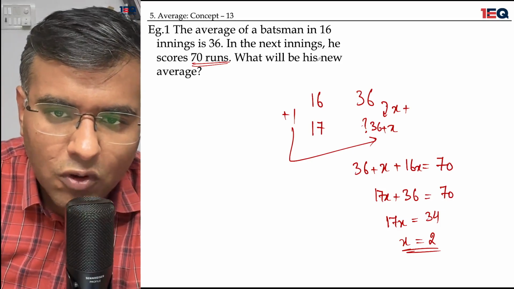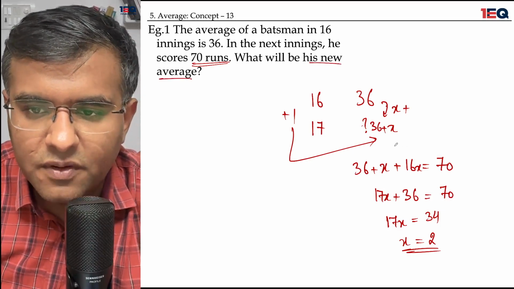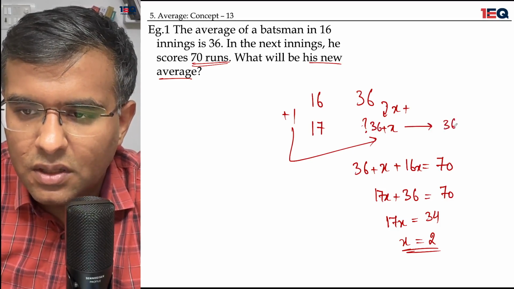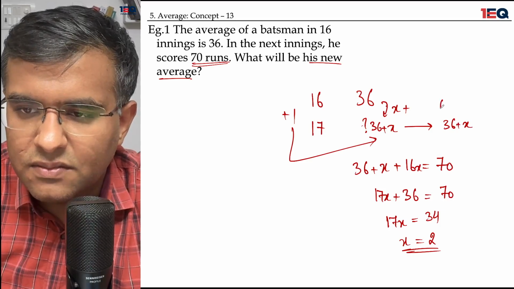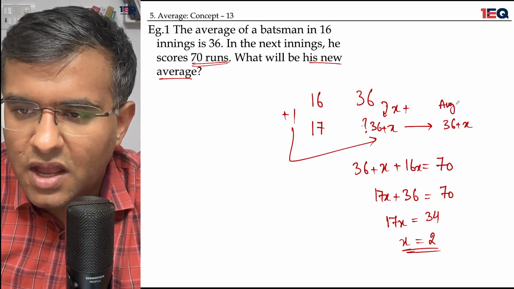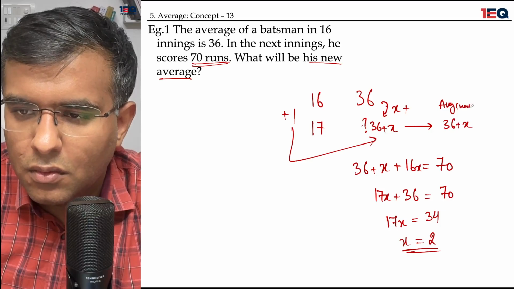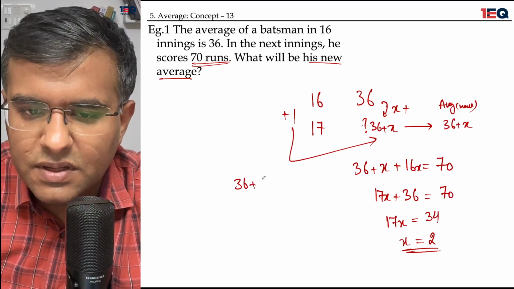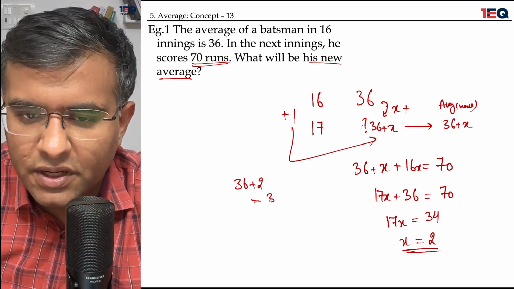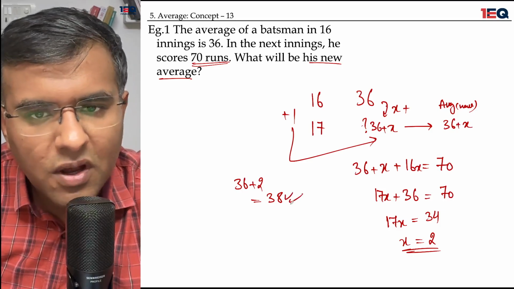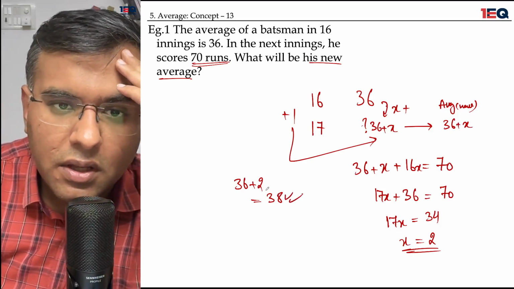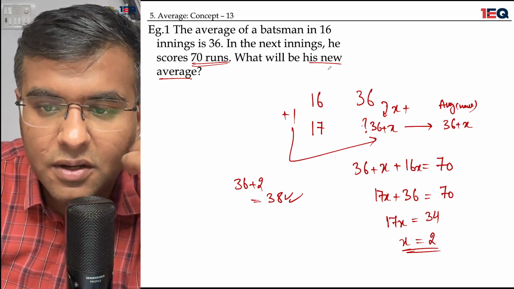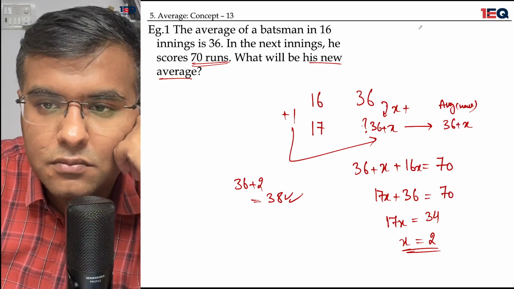Now it's asking what would be his new average. His new average we had already assumed to be 36 plus x. This was the new average. So 36 plus 2, which is equal to 38, is the new average that we are looking at. There is another way of looking at it. What is the other way?